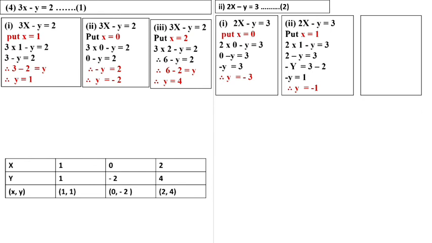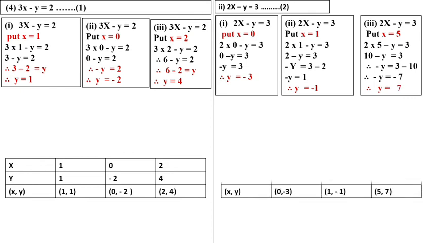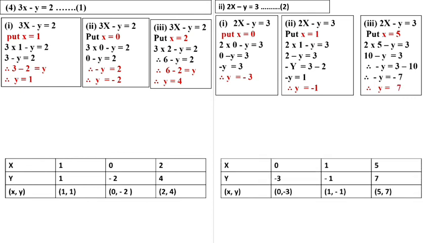Now the third one, 2x minus y equal to 3. Put the x value as 5. 2 fives are 10. So minus y will go to the right side and become positive y, and 10 minus 3 is 7. The minus signs cancel and it became positive 7. Substitute the values in the table to draw the graph.